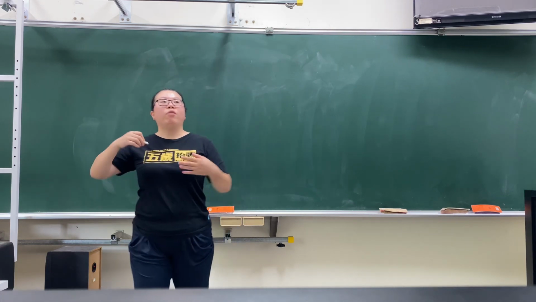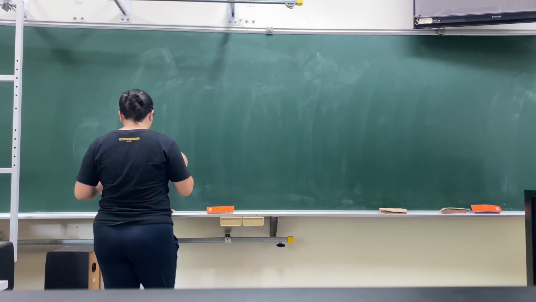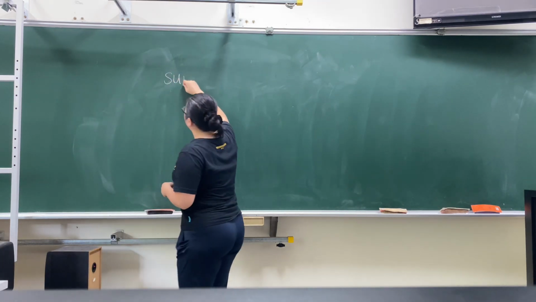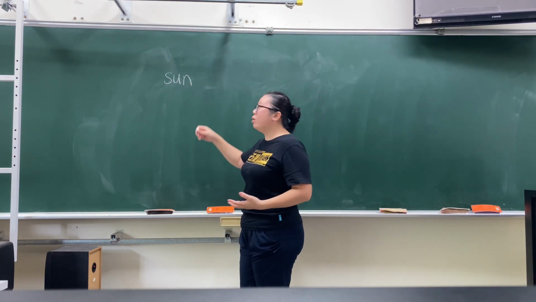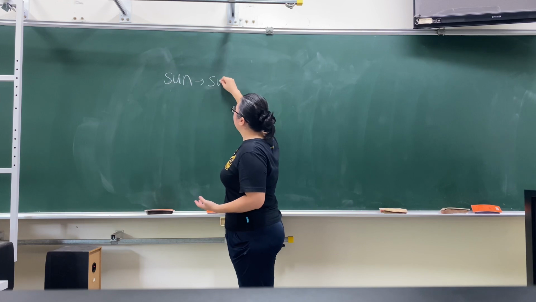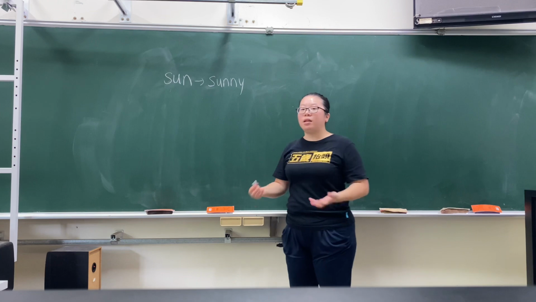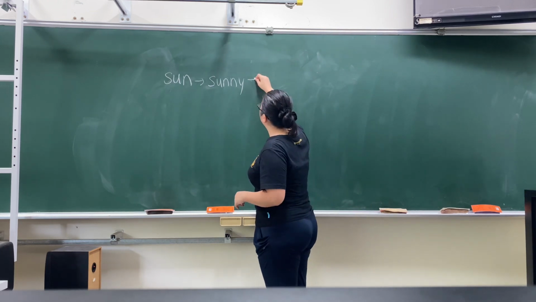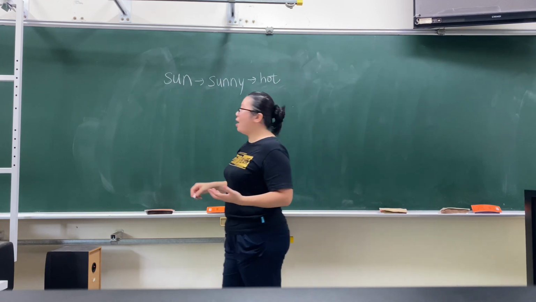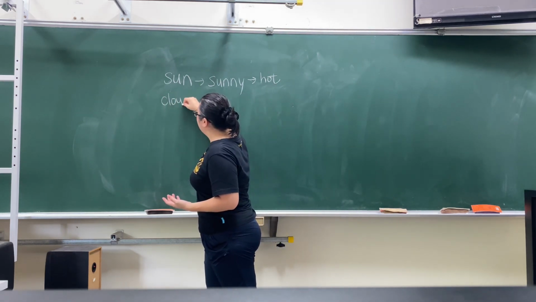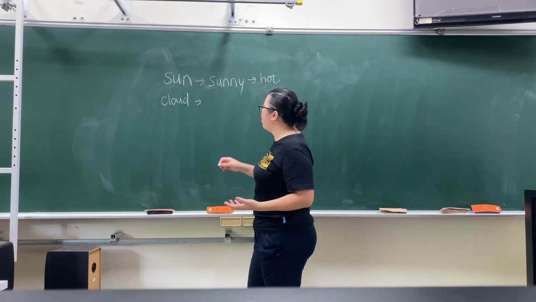Now, let's start with a little review from the last time. Last time we mentioned a lot of vocabulary related to the weather, so let's talk about it. Okay, let's start from sun. When you look at a really big sun, what will you describe? It's sunny. Awesome. And if it's sunny, you will feel hot. Exactly. And then what else do we have? Cloud.